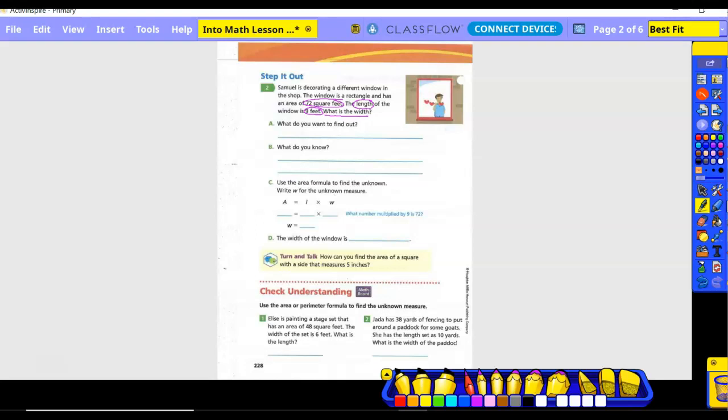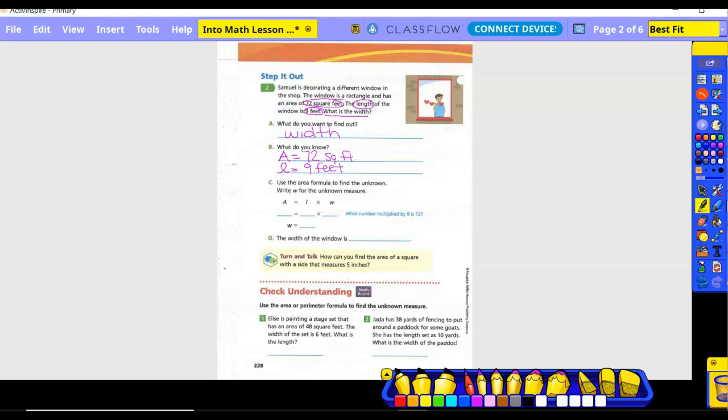Okay, now, why is it important to make sure we're not only just circling the numbers, but also circling the labels? Does it also help us know, like this one's a square feet, so does that help us know we're doing area versus perimeter? Yes, okay, so you need to make sure you're identifying those things too. Okay, so what are we looking for? The width. Okay, what do we know? That the area is 72 square feet. And then we know that the length, so L, is 9 feet, correct?